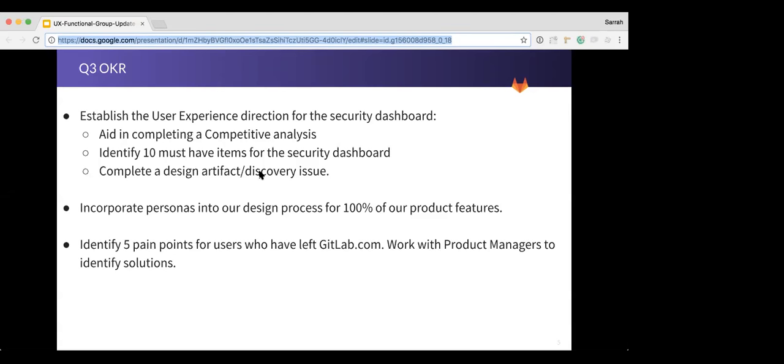And then identifying 5 pain points for users who have left GitLab.com and working with product managers to identify solutions. So the outcome of this one is really to understand why people are leaving and how we can solve those problems and keep more of our user base moving forward. And again, I expect that to be UX research led and driven with assistance from UX design.